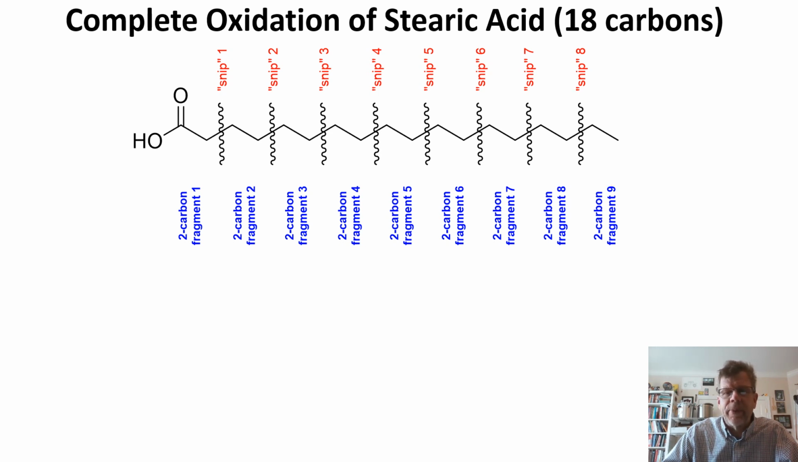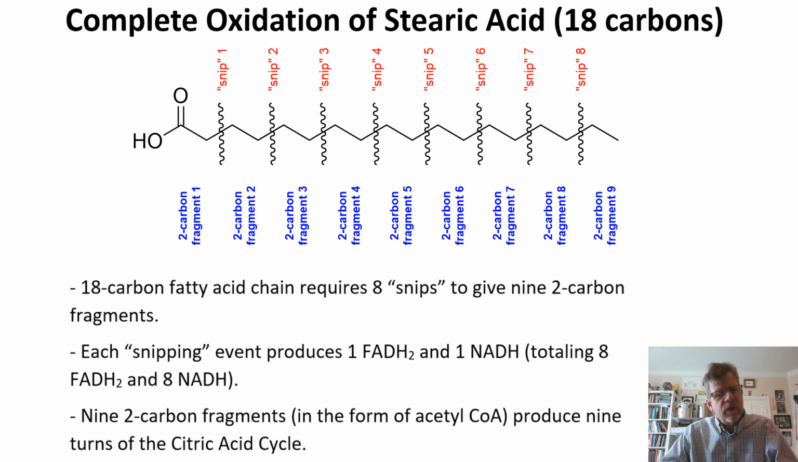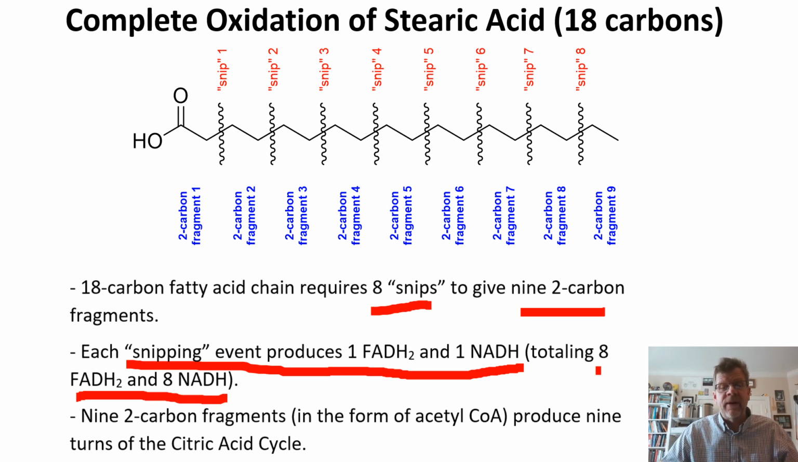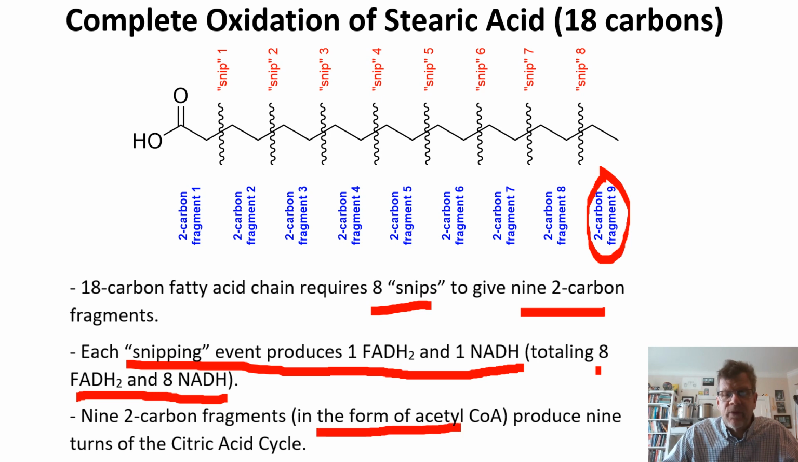So let's add all this up and summarize. We have 8 snips, 9 2-carbon fragments. As we said, each snipping event produces 1 FADH2 and 1 NADH. If we add all those up, that totals 8 FADH2 and 8 NADH, all of which can be cashed in for ATP. Those 9 2-carbon fragments are all essentially acetyl-CoA. That's going to power 9 turns of the citric acid cycle.